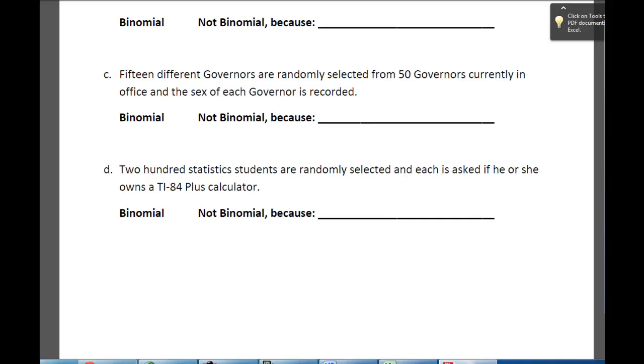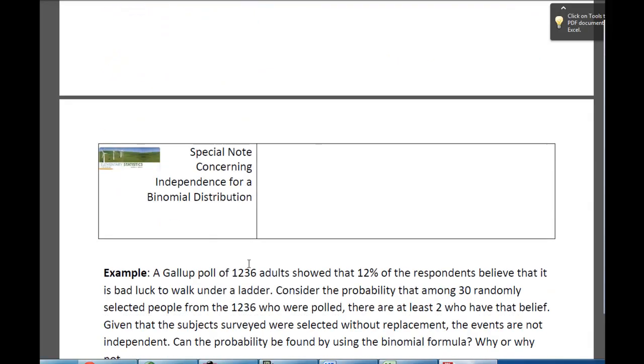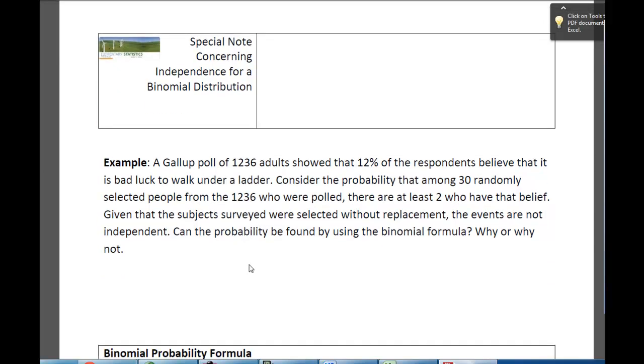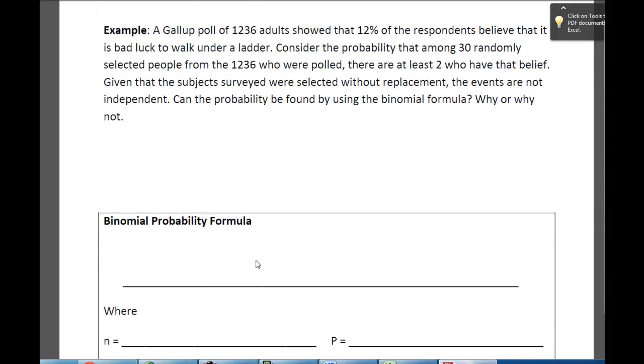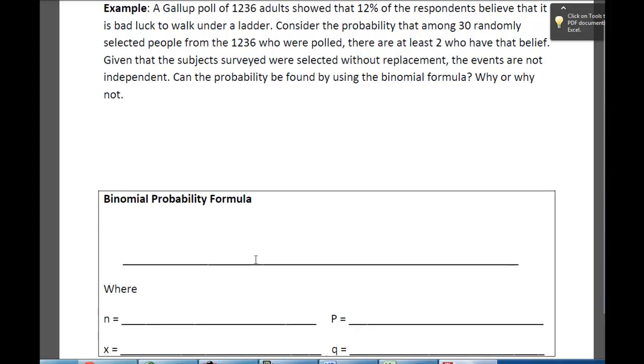We'll talk some more about the idea. Then you'd be 1 minus p in that other probability. There was a special note concerning independence for a binomial distribution, but I don't know what that is right now, so we'll come back to that a little later. Now, because we hadn't calculated any probabilities yet.